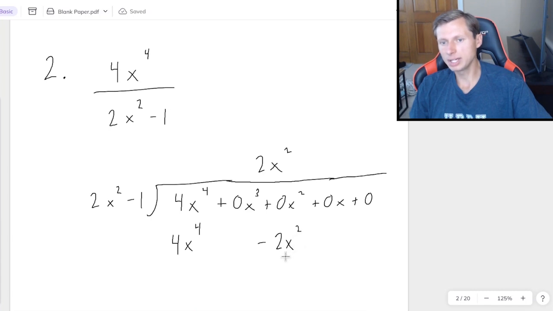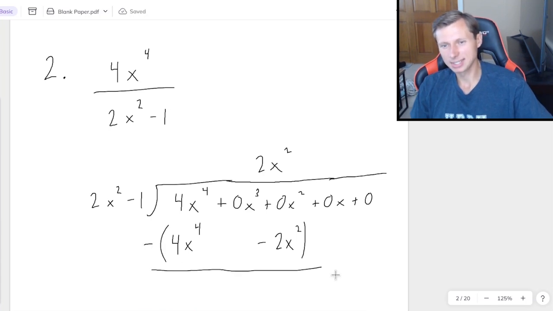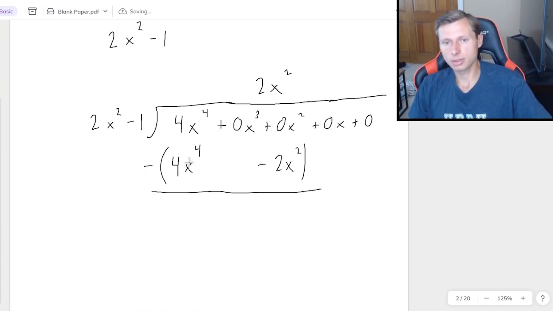And watch how I'm lining it up. I always want to line up my powers with each other so I don't make a mistake later on in the problem. And now I'm going to subtract this. So 4x to the fourth will cancel, and then that's just going to be minus negative 2x squared, giving me positive 2x squared. And then if you want, you can still write the plus 0x plus 0.